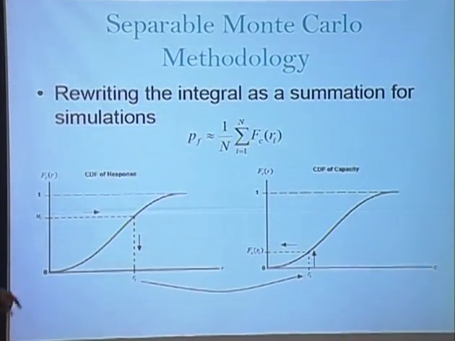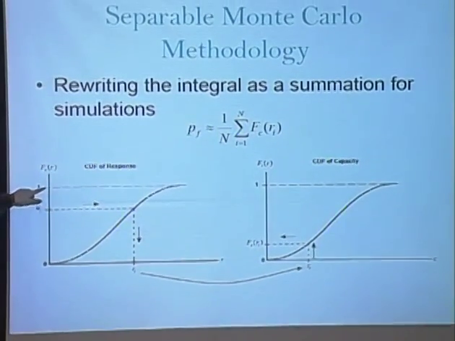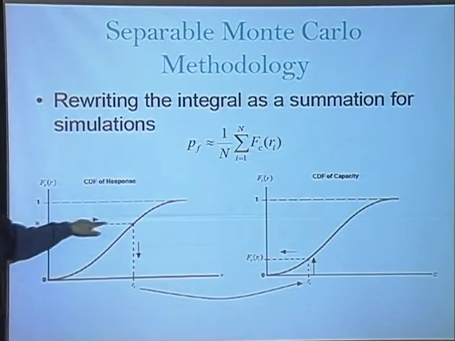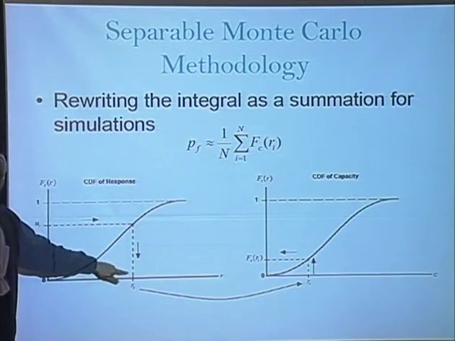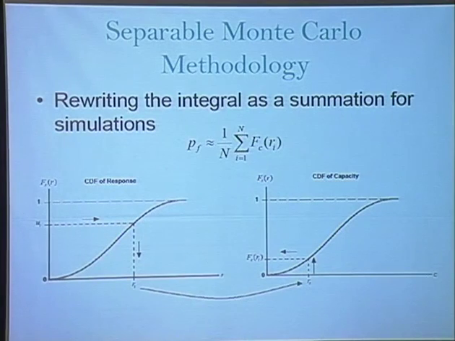So if you want to generate the CDF of the response, you generate a random variable between 0 and 1. You go to the corresponding value on the CDF, and this is the random value of the response that you generate. So this is a general method if somebody gives you the CDF of a function to do a Monte Carlo simulation for that function.